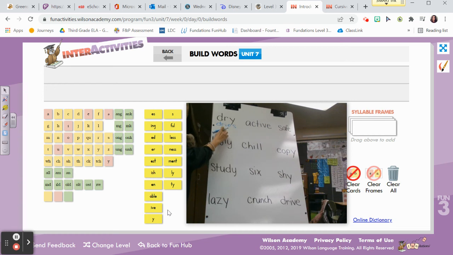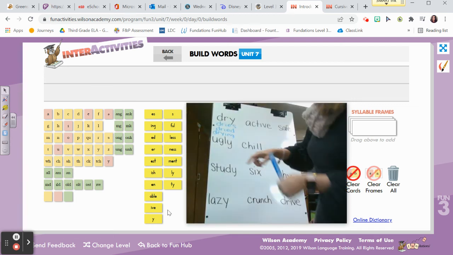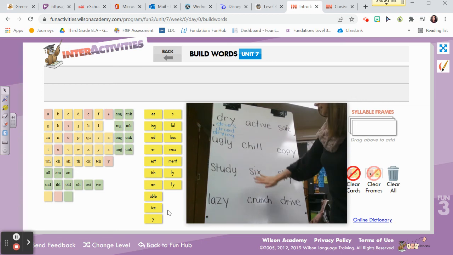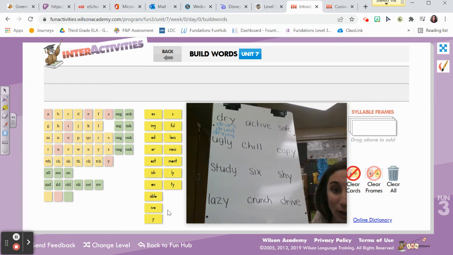Look what I did though. I'm following the rule, changing that Y to an I. Dried. But drying, since I'm attaching ing, I don't change the Y, okay? You could do actively. Okay, you could do, so you don't have to go in order at all. You're just going to write these kinds of words with a suffix attached on your slate, as many as you can come up with. And the teacher's just going to walk around and see how you're doing applying these rules that we have learned to your spelling.